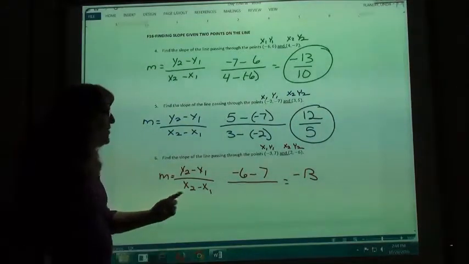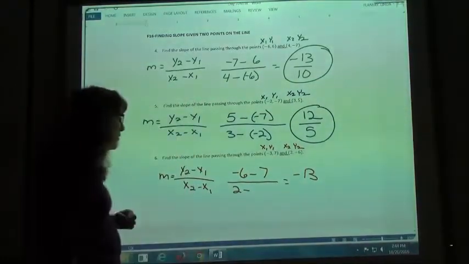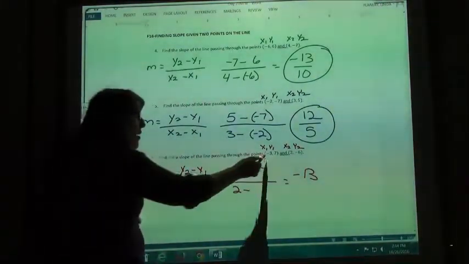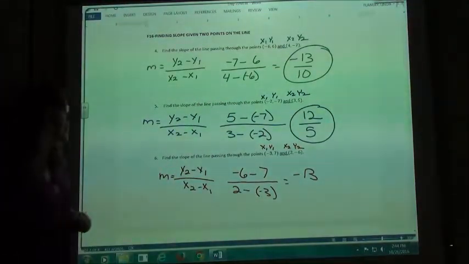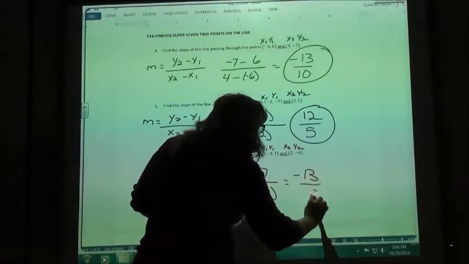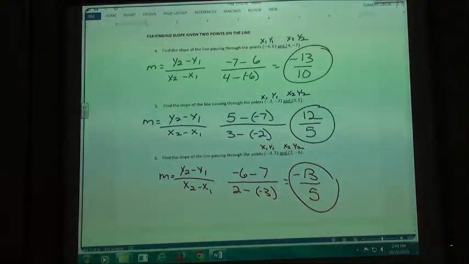On the bottom, x value from point 2 is the 2. I'm going to subtract the x value from point 1, which is a negative 3. Again, they gave me that subtracting a negative. 2 minus a negative 3 would be 2 plus 3, which is 5. So negative 13/5 is my slope.